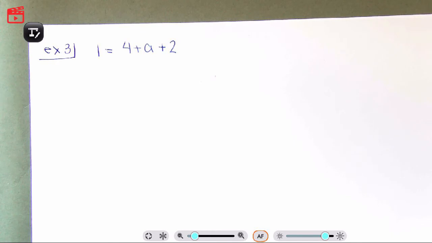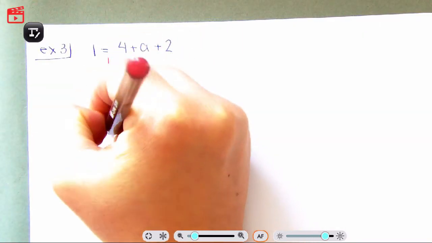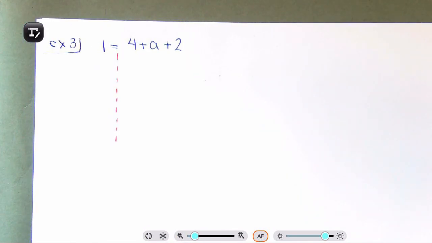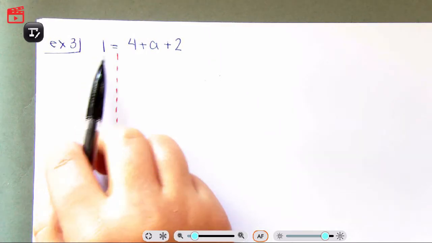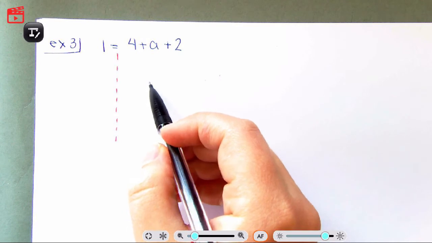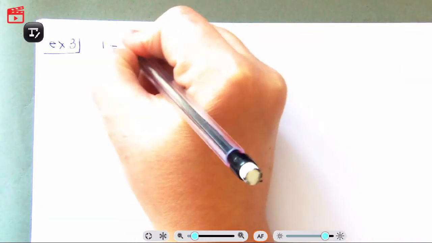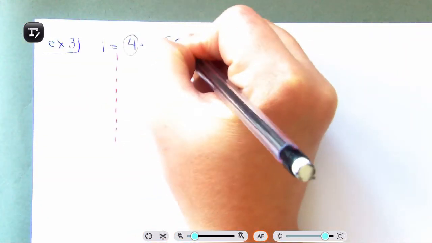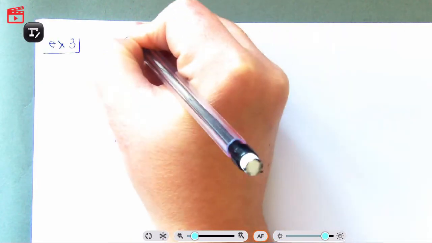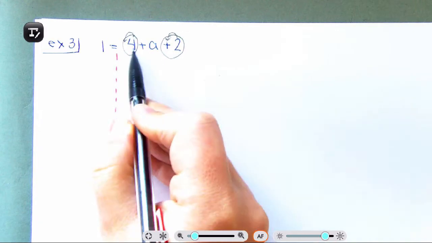Step number 1 is draw your dashed line. Step number 2, look at each section and combine like terms. So what do I have? In my left-hand side, I don't have anything except this 1, so there's nothing to combine. But on this side, I have 2 numbers. I have a 4 and I have a positive 2. Remember, you are taking the sign that is in front of it. So I have 4 and 2.